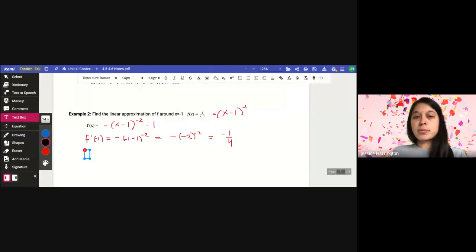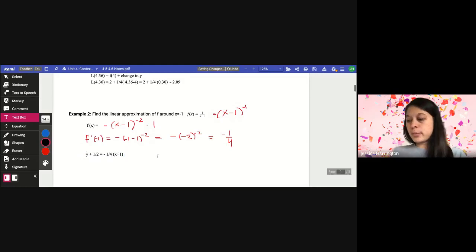So remember, point slope is y minus y1 equals m times x minus x1. So what is the y value if I plug in -1? That would be 1 over -1 minus 1, which is -1/2. So that's y plus 1/2 equals the slope, -1/4, times x minus x1, and the x1 is -1, so that's plus 1. So there's my point slope form.